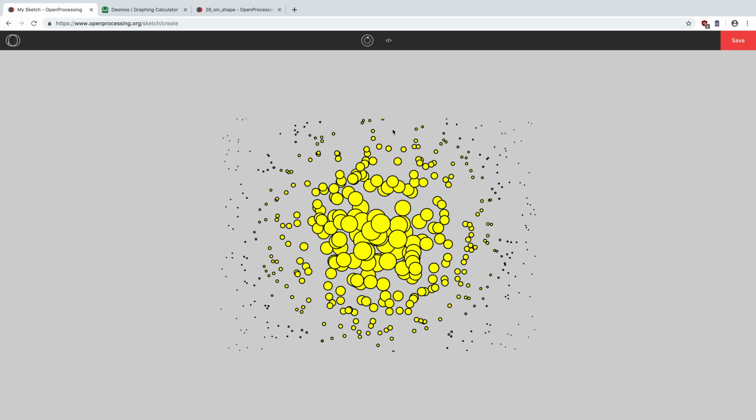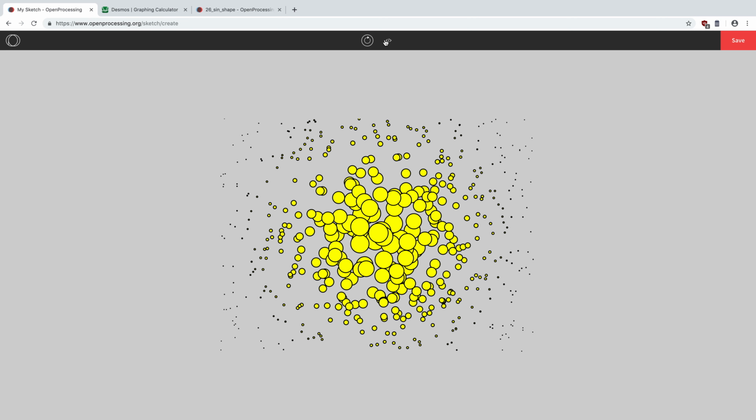That's starting to look like some kind of virus or protein or molecule. Looks a little bit alien to me. So we could leave it there. This is an interesting design. Let's add some colour. Let's play around with colour.